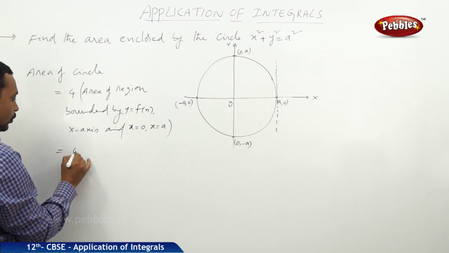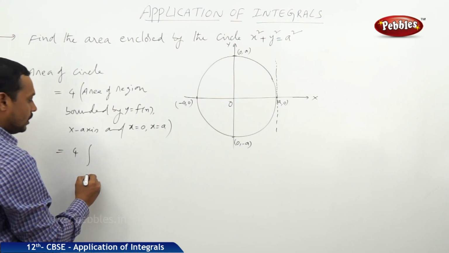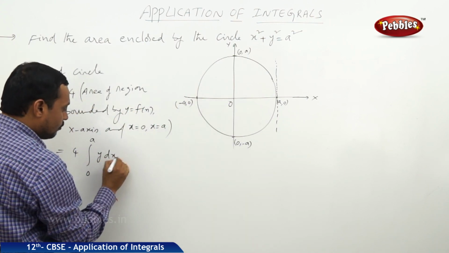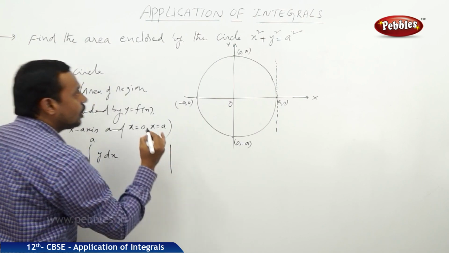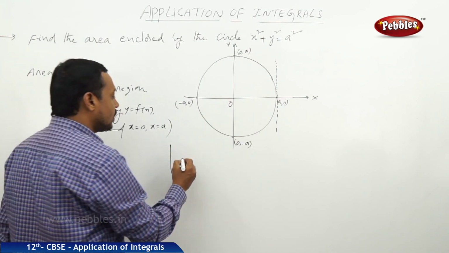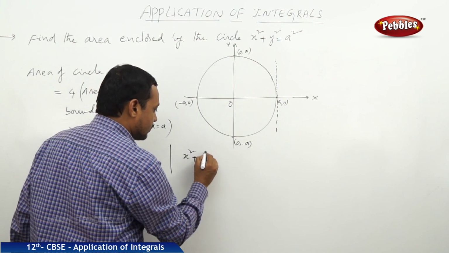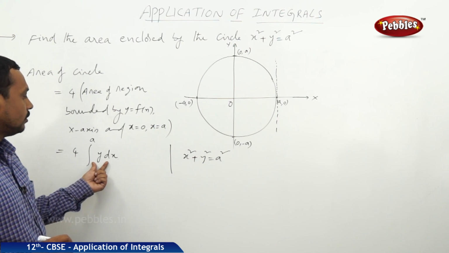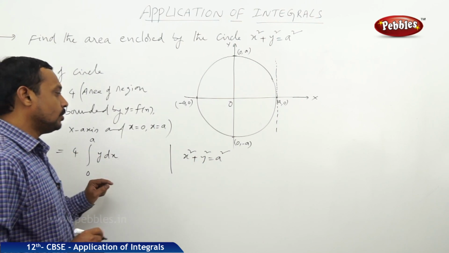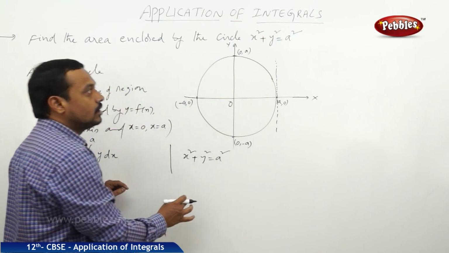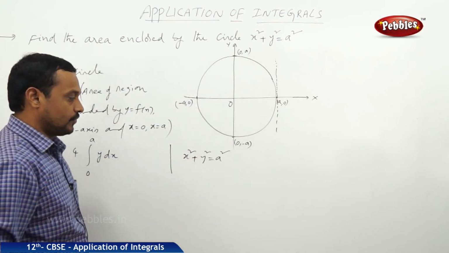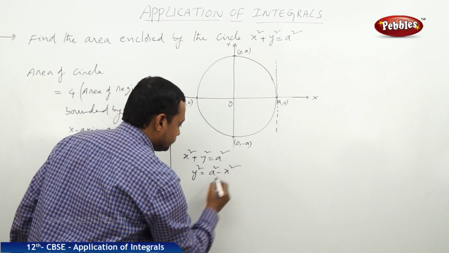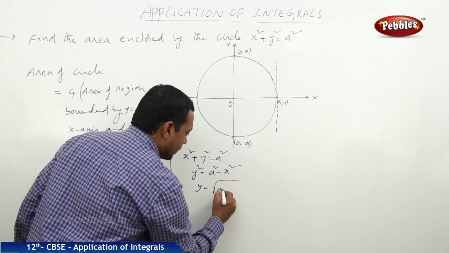Now this is equal to 4 times integral 0 to a y dx. Right now, here the equation of the curve is given by x square plus y square is equal to a square. But we have to integrate y with respect to x, so it is better to change this equation in terms of y is equal to f of x. For that, y square is equal to a square minus x square and y is equal to root of a square minus x square.